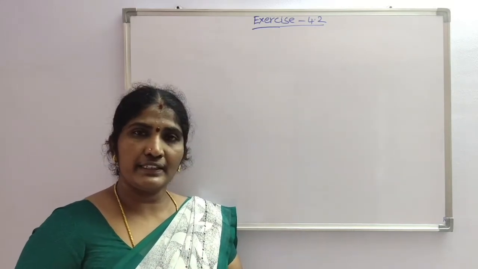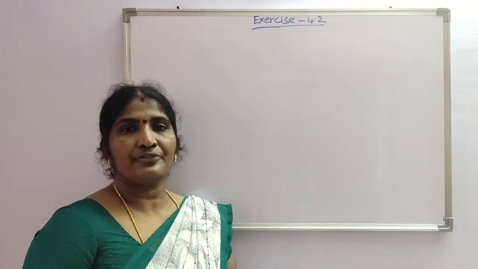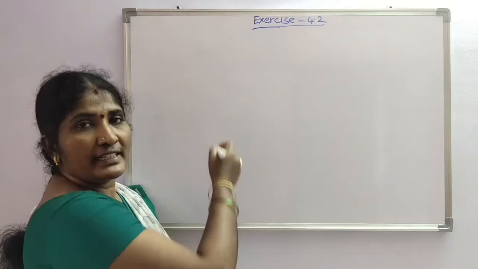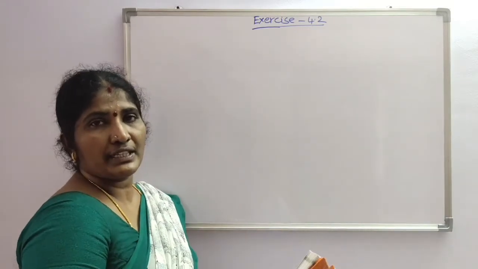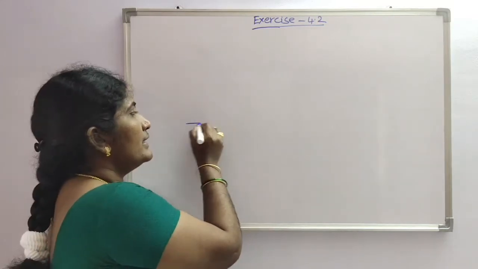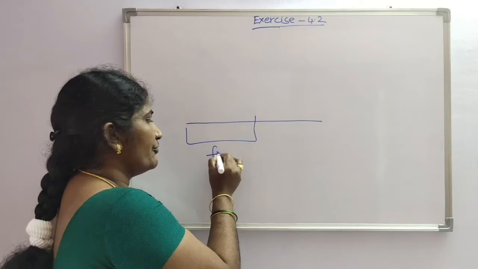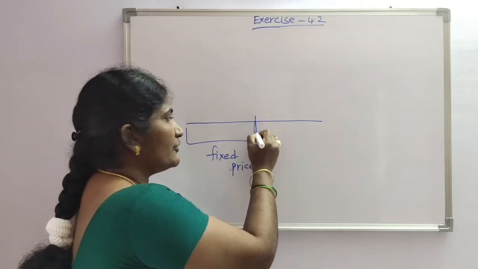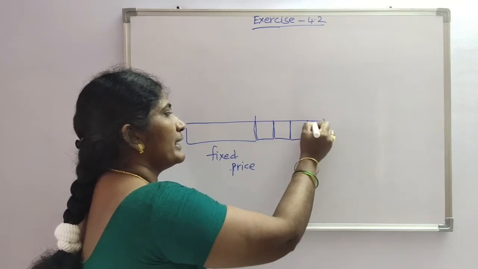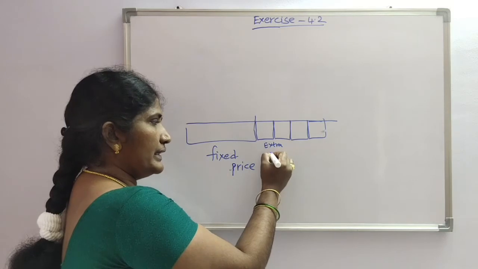How are the charges fixed here? Up to some distance there will be a fixed charge, and after that fixed distance, for each kilometer some amount has to be paid. What did they give in the fourth question? Auto charges. For some distance there is a fixed charge. After that, for each and every kilometer, you have to pay extra.